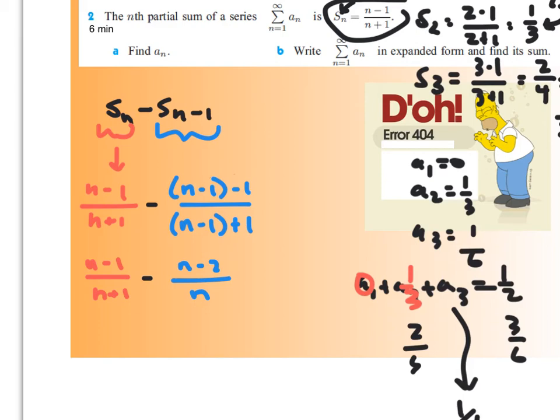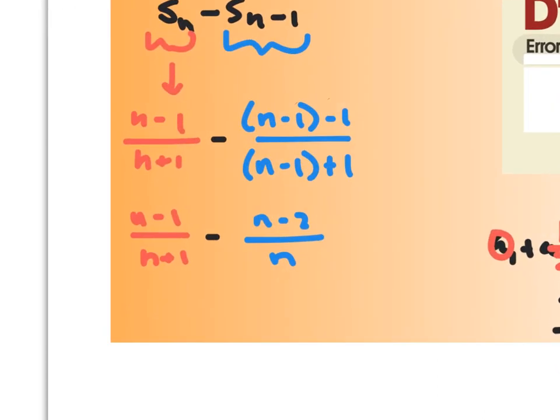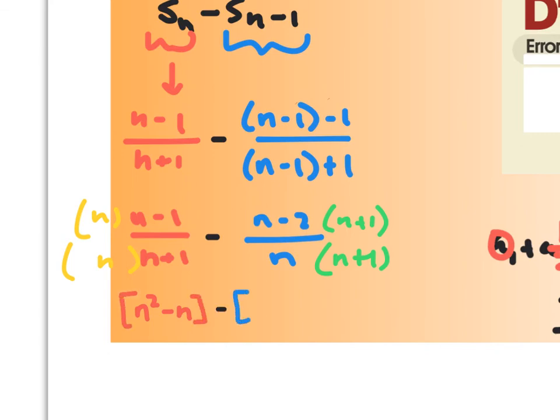Okay, I would get a common denominator. I would multiply this by n plus 1 over n plus 1. And I'd multiply this over here by n over n. And therefore my new red expression would be n squared minus n, minus my new blue expression. I'm going to have to FOIL that out. It would be n squared minus n minus 2. And that would all be over the quantity n times n plus 1.